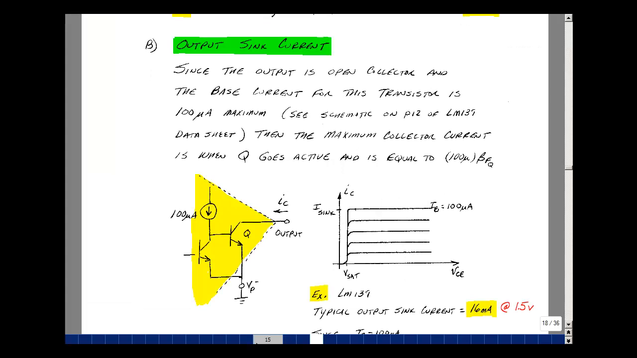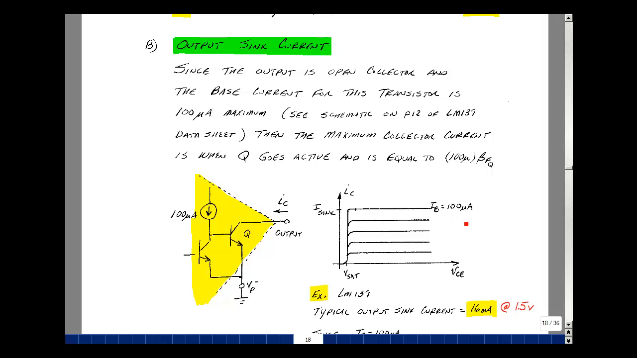We can figure out some things about the transistor by just looking at the data sheet. Now from that schematic, it says that the current feeding the base here is 100 microamps. So when the transistor is cut off, of course, no current goes in here, it all goes into this transistor. But when you saturate the transistor or make it go active, all that current will go in the base. So the largest base current that we can get is 100 microamps.